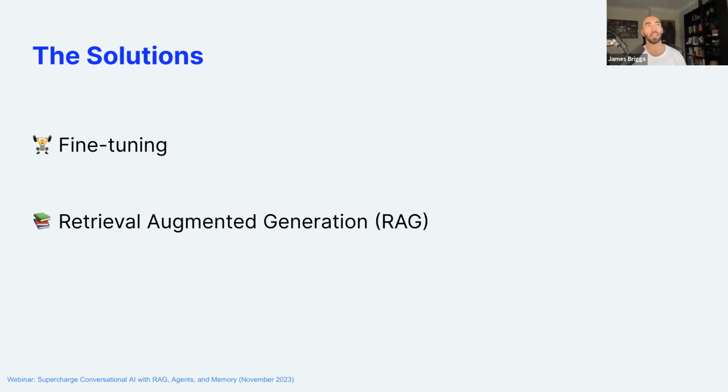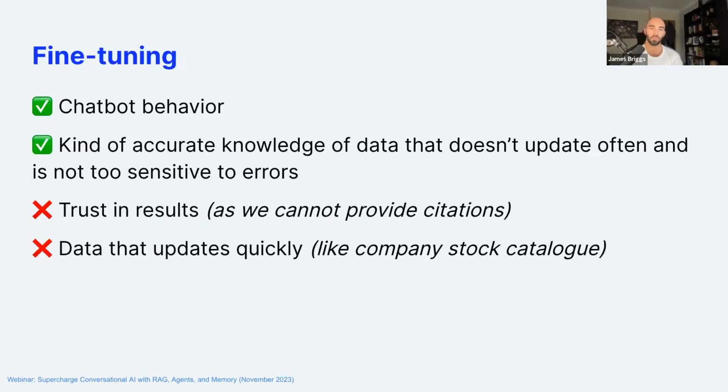Actually, two solutions. Fine-tuning is basically training your model a little more. And then we also have retrieval augmented generation, which is a big part of what we're going to be talking about today. So if we go on to the next slide, we will talk about fine-tuning.